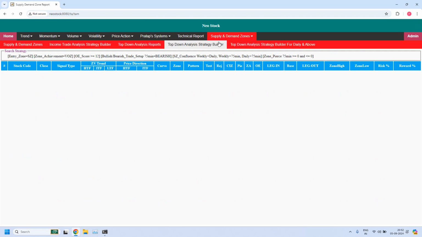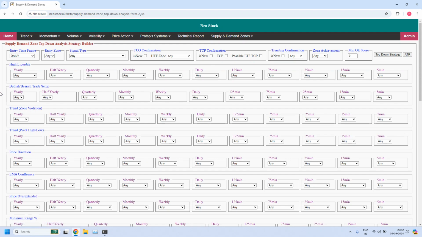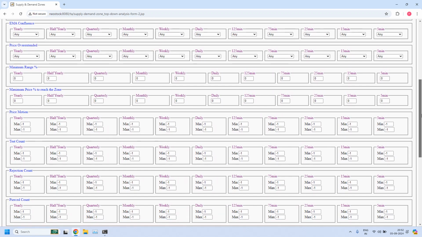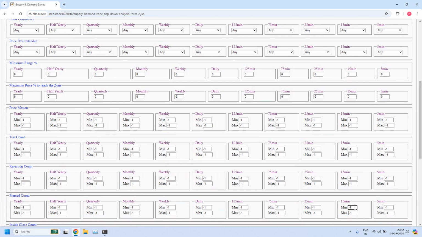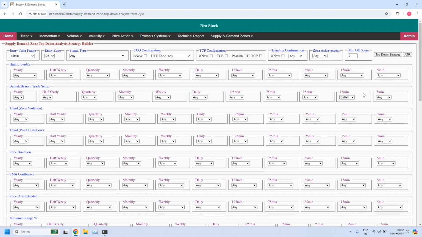Okay, next report, bullish trade setup for daily income trade. For daily income trade, entry time frame is 15 minutes. Entry zone, demand zone, bullish or bearish trade setup at 15 minutes. I am selecting bullish. The 15 minutes demand zone should not be pierced. So in the pierced count in 15 minutes, minimum value I am setting 0. Maximum value I am setting 0.